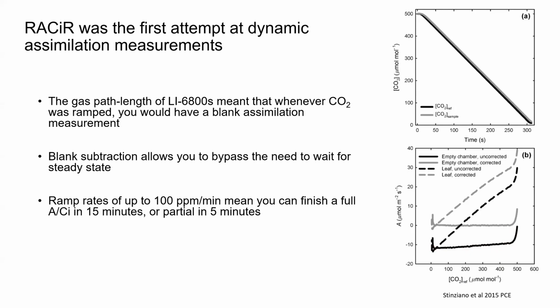And then you would take a measurement with the leaf in the chamber. That's this black dotted line here. And you would essentially blank subtract. You would subtract this line from this line, and you would end up with an actual A-Ci looking curve. So the ramp rate of 100 parts per million per minute meant that you could finish a full A-Ci curve in 15 minutes or a partial in 5 minutes.